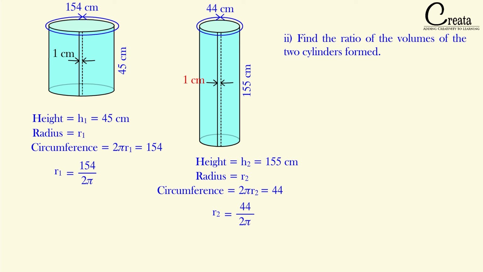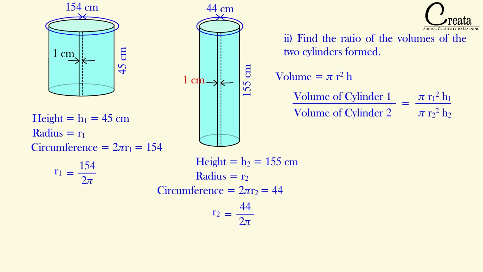What is the volume of a cylinder? What is the formula? It is pi r square into h. So let's take the ratios of the volume. Volume of cylinder 1 will be pi r1 square h1, and volume of the second cylinder will be pi r2 square into h2. Simple, we have just put the formula in the ratios form.